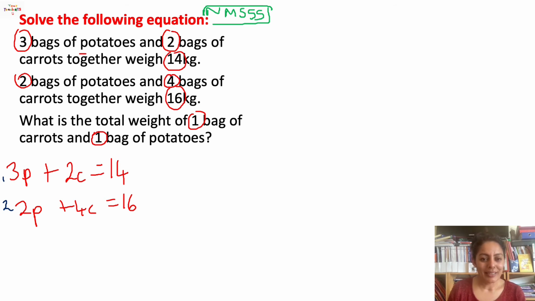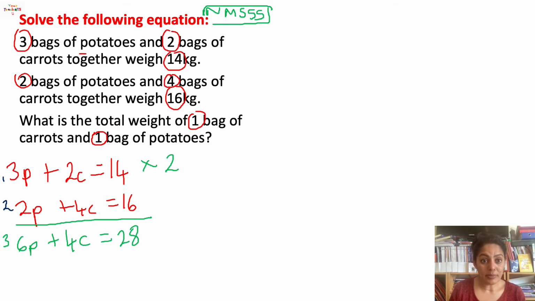So let's see. I've done the numbering, now match make, right? How can I match make them? Well, this one I can turn into a 4, I think. So if I times this side by 2, 3p times 2 is going to be 6p, and 2c becomes 4c, equals 28. Right, now I've got to take away, subtract.